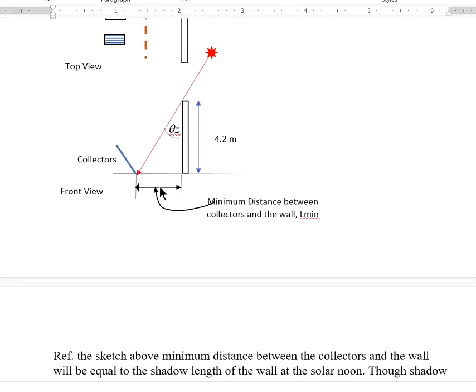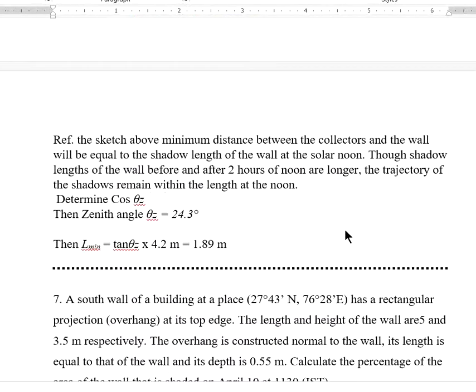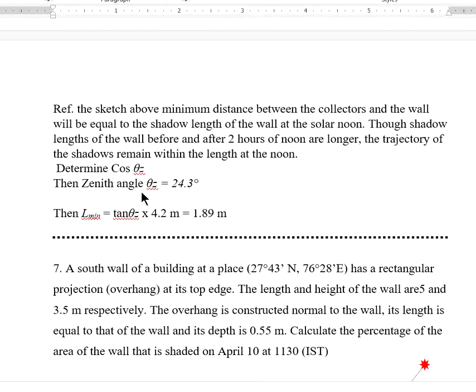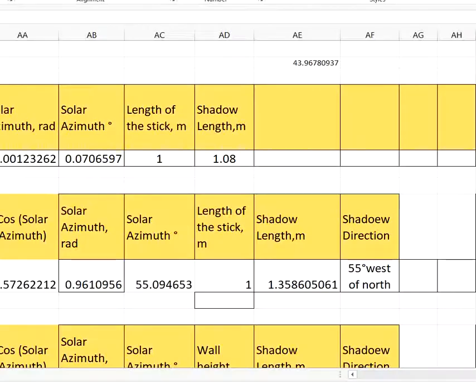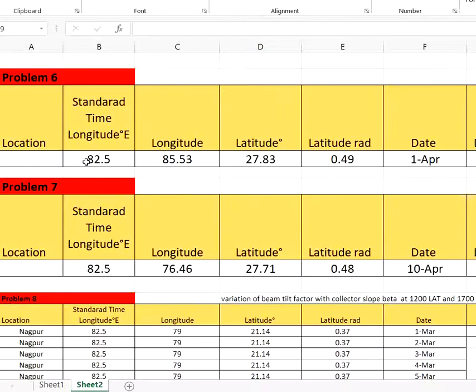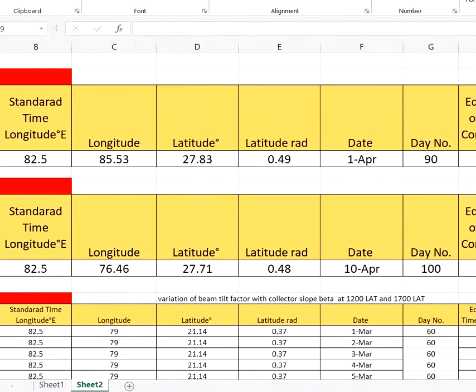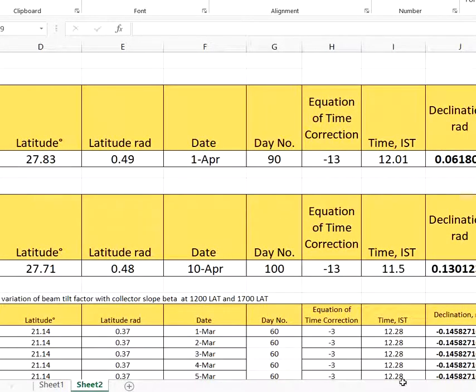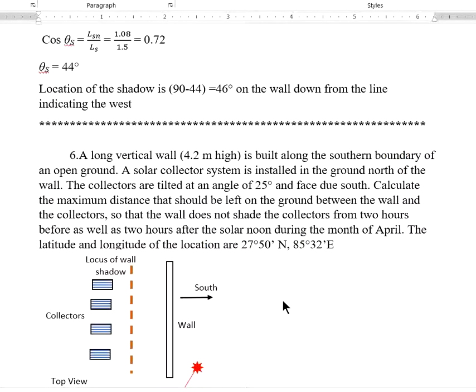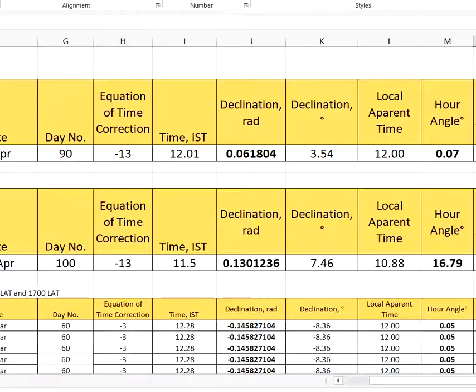So for finding this minimum distance between the collectors and the wall, we have to find the length of the shadow at 12 LAT, that is, at noon. We can determine this here, with the location and everything given. The day number is given here: 90, for April. Why do we take day number 90 here?